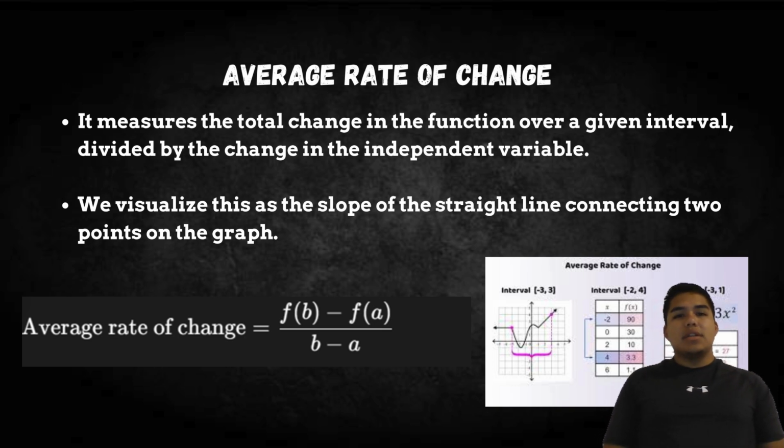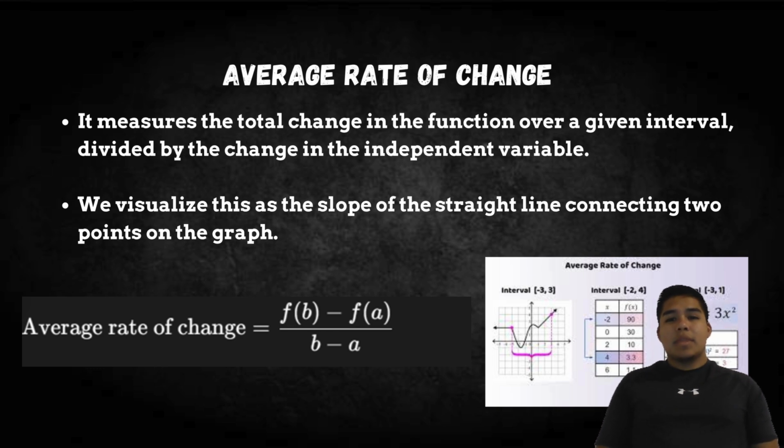of the average rate of change is f(b) minus f(a) over b minus a, where f(a) and f(b) are the function values at points a and b respectively, and a and b are the corresponding values of the independent variable.